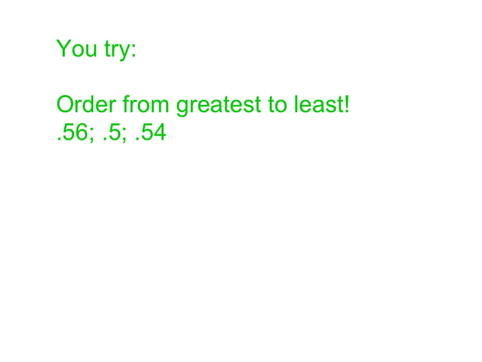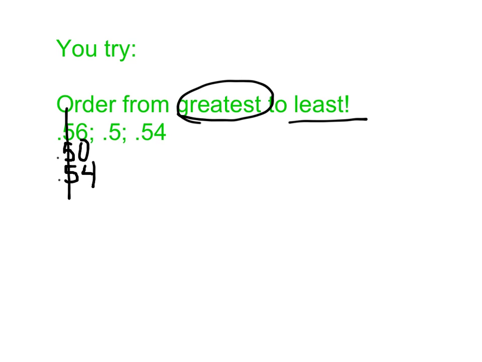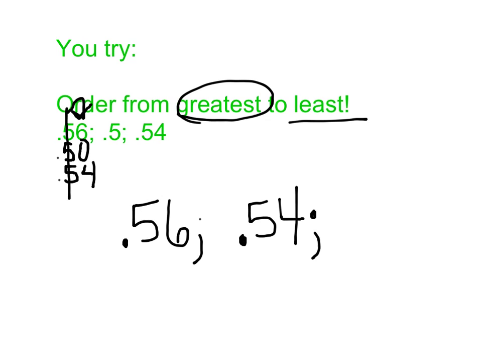Let's see if you got it right. From greatest to least, the greatest number after I stacked them on top of each other, like so, and then added a 0, started on the left, and then compared in the next column because those are all the same. My greatest number is 56 hundredths, semicolon, 54 hundredths, semicolon, and 5 tenths, or I could add a 0 and call that 50 hundredths.